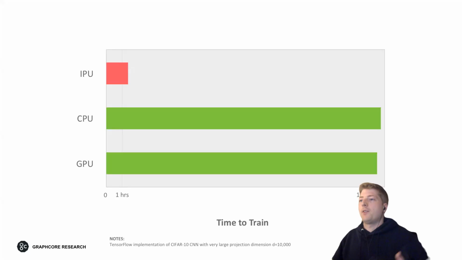Just to give a better idea of what that means for our experiments, if we run this algorithm on conventional hardware, it becomes quite prohibitively expensive. Here we have a CIFAR-10 convolutional neural network and quite a large projection of 10,000 dimensions, which is tricky to fit on conventional hardware. I must say that this is just a very normal TensorFlow implementation. We actually released our source code, so you can go and have a look. But when we run this TensorFlow implementation on the IPU, we see the advantage of this architecture: we can train much faster.